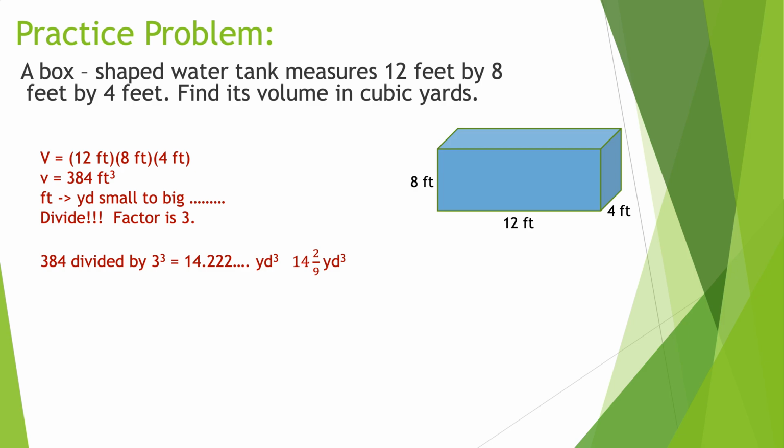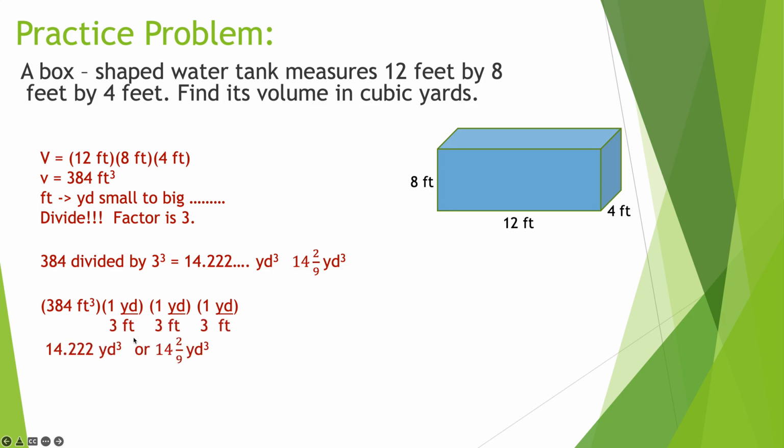Now, how could we do it another way? The other way we could have done it is to just work out the units here. So it's 384 feet cubed times, there's 1 yard in every 3 feet, a yard in every 3 feet, a yard in every 3 feet. I multiply those, or I have the 384, and then I divide by 3 times 3 times 3, which is 27. I get 14.2 repeating yards cubed, or 14 2/9. And it works because all of the feet cancel out. I tend to be a fan more of the first technique, but sometimes I like the second technique, particularly if I'm in a bad mood and I want to cancel things out.